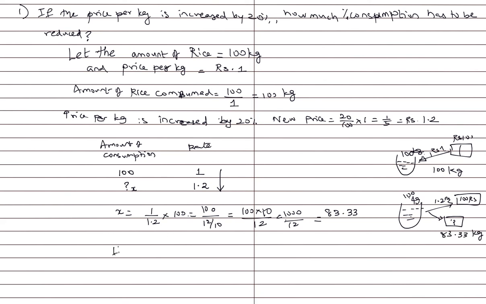That means how much less is that person consuming? That is the question, right? So if it is 100 kg, and I can consume only 83.33, that means 16.67 kg I have to consume less. So the answer is 16.67 kg I have to consume less if I have only 100 rupees and the rate of price is 1.2. So this is how we have to solve the problem. The question is an example of inverse proportion.